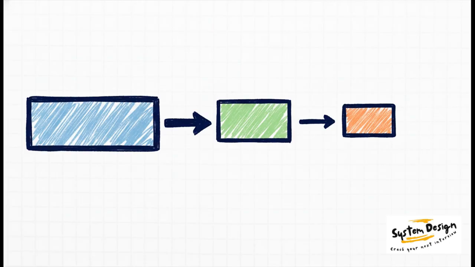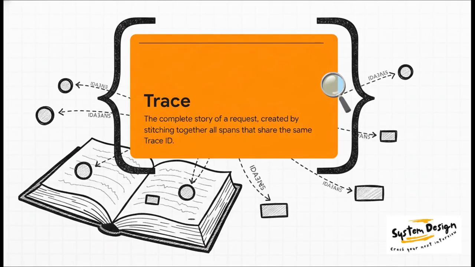You're following the breadcrumbs. So if a span is just one breadcrumb, then a trace is the entire trail. It's the complete story of one user's request, made by stitching together all the breadcrumbs that share the same original ID.